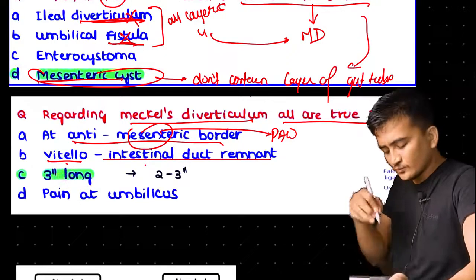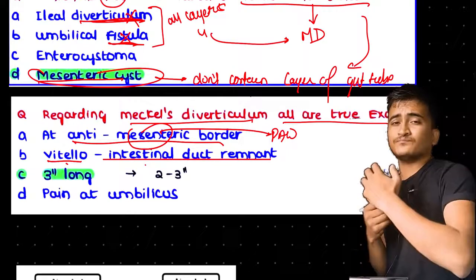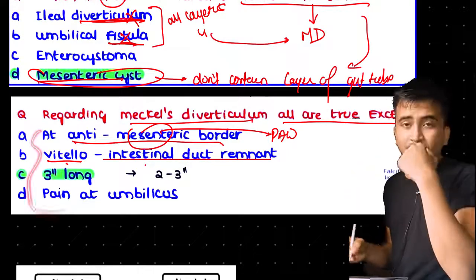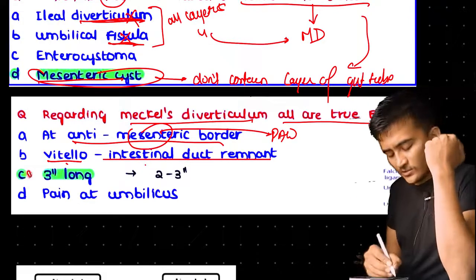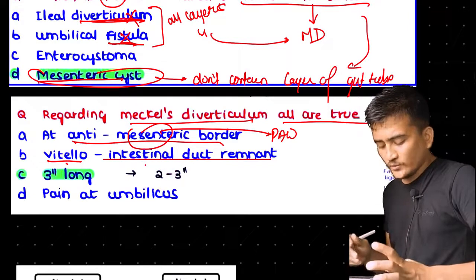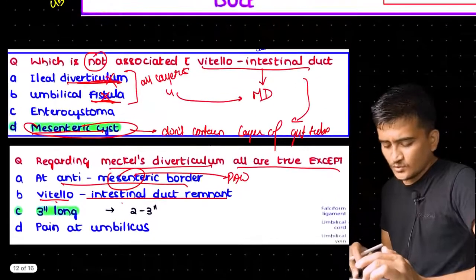So let us move toward another thing. Pain in umbilicus. Obviously, Meckel's diverticulum, the sign is there will be pain in the umbilicus. So all the points are correct, and here we need to find the less correct one, and the less correct one is 3 inch long, because it is more accepted that it is 2 inch long. Okay, now these were the questions.